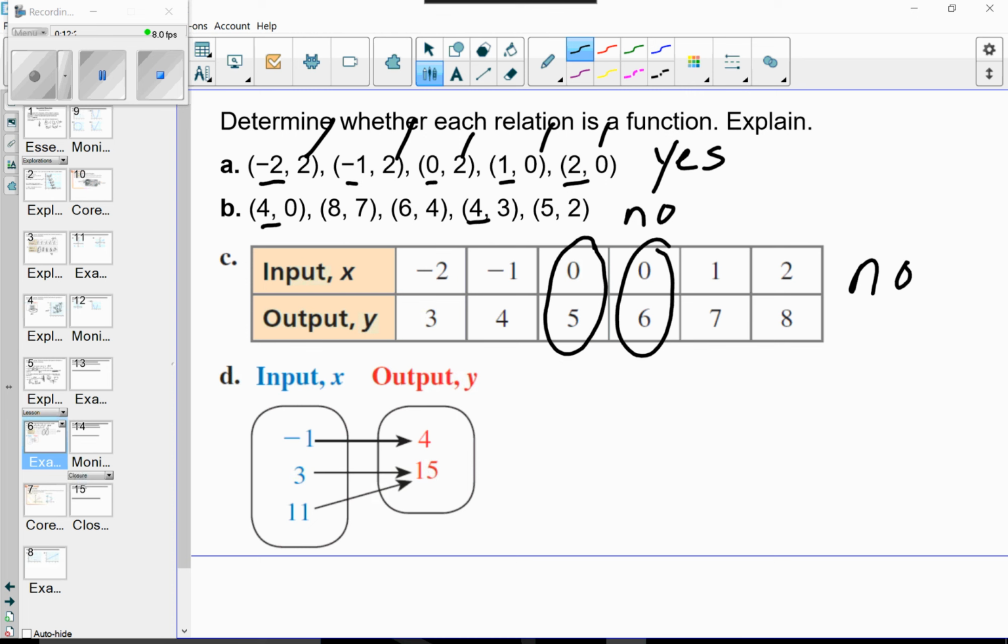And then over here, I like -1 going to 4. I like 3 to 15. I like 11 to 15. So this is a function. Every x has one y value that it goes to. Even though these two go to the same y value, they still have one y value that they go to. So that is a function there.